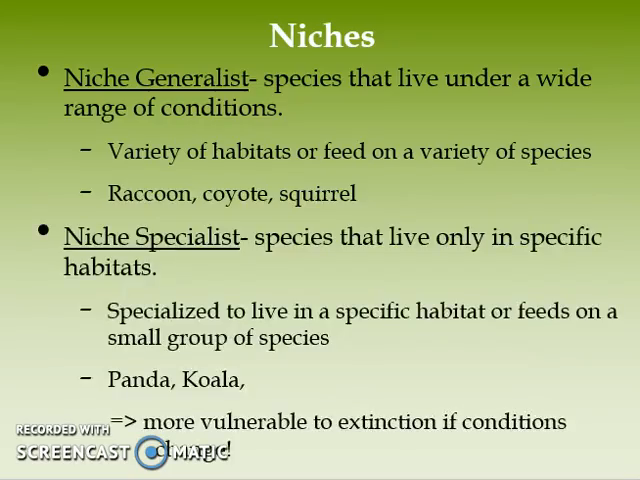Okay. There are organisms that are what we call niche generalists, or just generalists. These guys are well adapted to a wide range of conditions and occur everywhere. They are little turkeys. You find them everywhere, like raccoons, coyotes, squirrels. They can adapt. They're really, really good at functioning wherever.